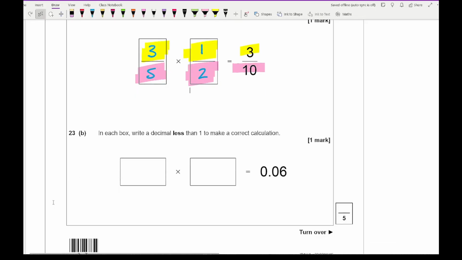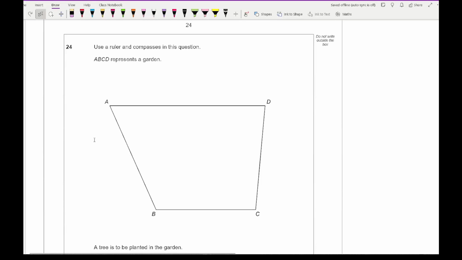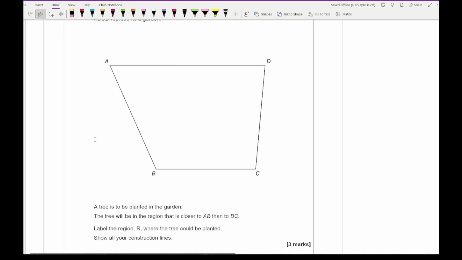Then for question 23b, it says in each box write a decimal less than 1 to make the correct calculation. So again, a number of different options you could have for this one, but I would say the most common one might be 0.6 times 0.1, or you could have 0.3 and 0.2, and you can have those numbers in absolutely any order. Then for question 24, it says use a ruler and a compass for this question. A, B, C, D represents the garden. A tree is planted in the garden. The tree will be in the region that is closer to AB than BC.